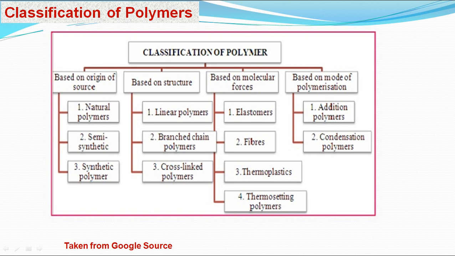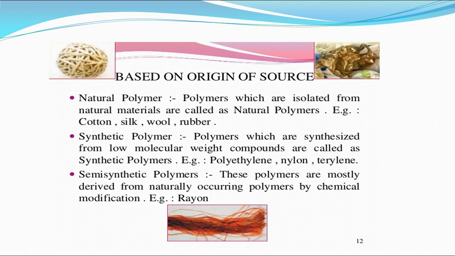Another classification is based on the mode of polymerization, which is of two types: addition polymerization and condensation polymerization. So there are four classifications. We get different kinds of polymers based on structure, source, molecular forces, and mode of polymerization. Based on the origin of the source, polymers are divided into three types: natural polymer, synthetic polymer, and semi-synthetic polymer.